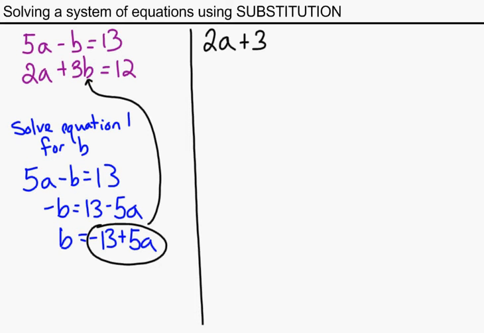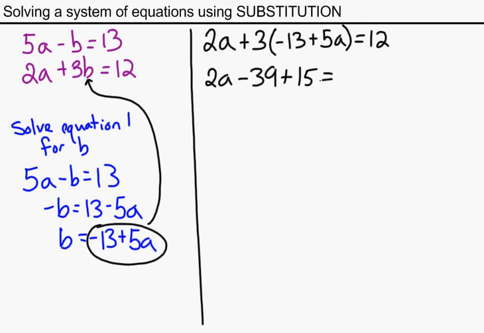And then plus 3, and it used to be b, but now I know that b is really just -13 plus 5a. And this all equals 12. This equation is way more awesome than the other ones because it is one variable the whole way through. So I can go ahead and just do some simple algebra, distribute that 3, and then combine like terms, and get 17a minus 39 equals 12.